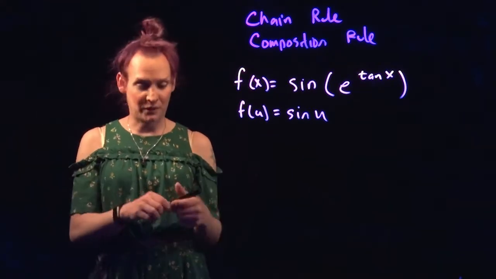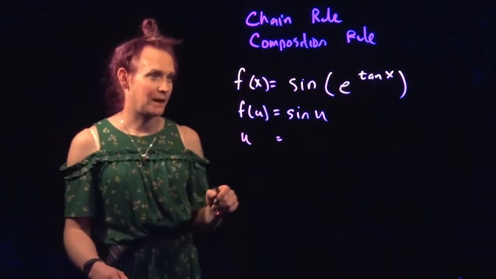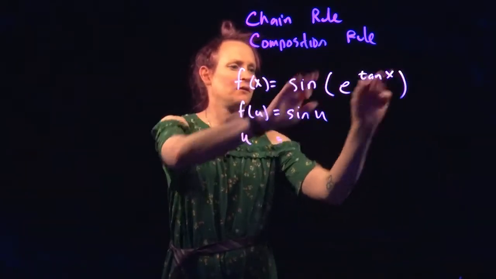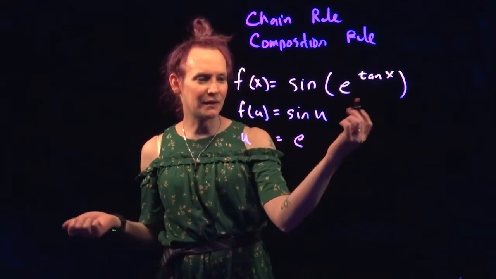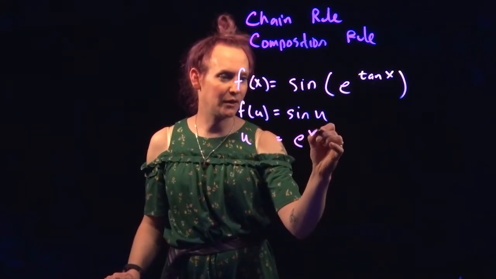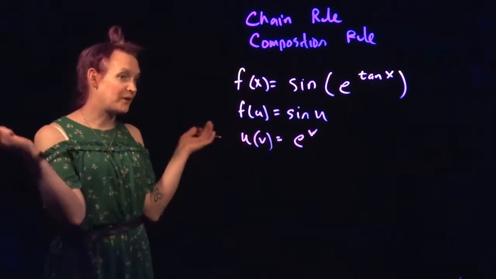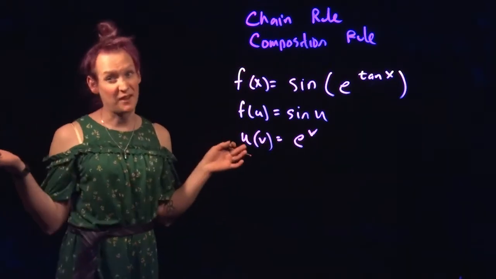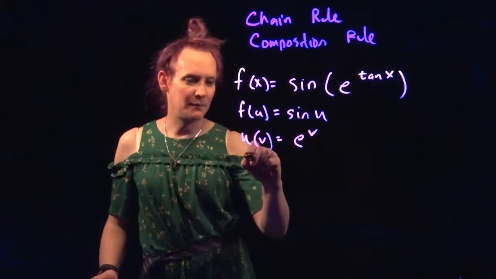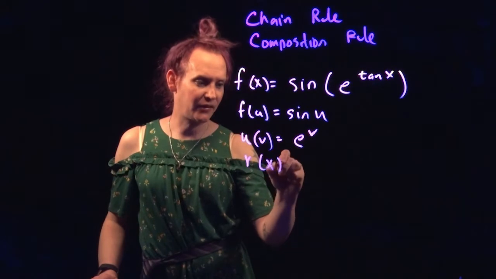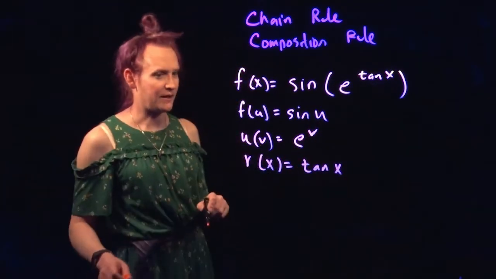And now we have to define what u is. And we're going to keep doing this process. u is equal to, okay, so I did sine, so now we're going to do e to the. But I don't know how to deal with e to the tangent of x. So it looks like e to the, and I'm going to make up a symbol v. I'm going to choose v because that comes after u. And then v of x is equal to tangent of x.